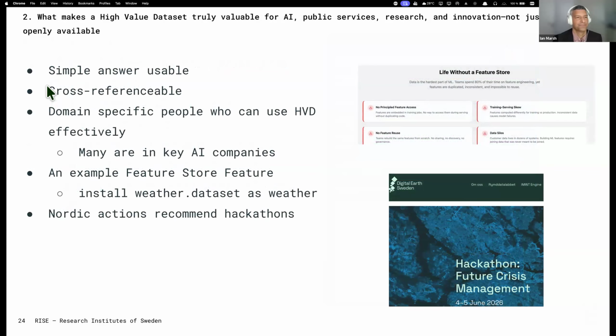Sorry, coming to AI, yeah, please go ahead. No, please, you read it. So what makes a high-value data set truly valuable for AI, public services, research, and innovation? So again, speaking about uptake as well, not just having it openly available.